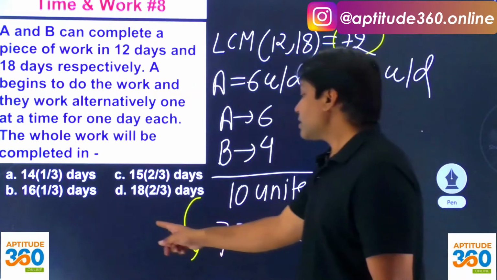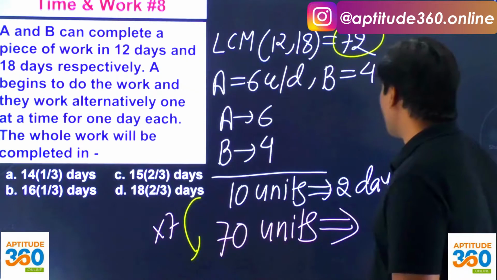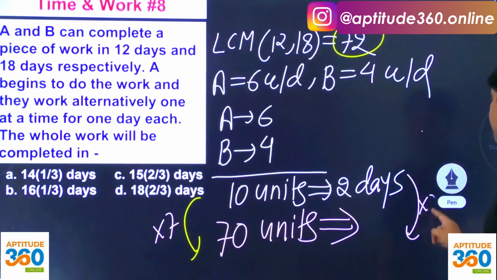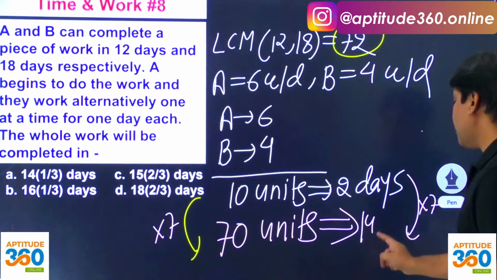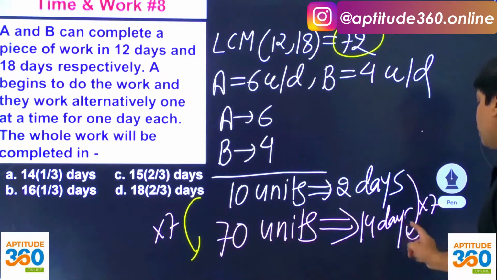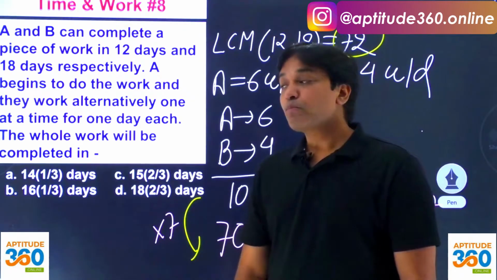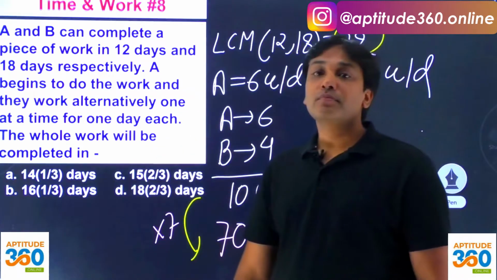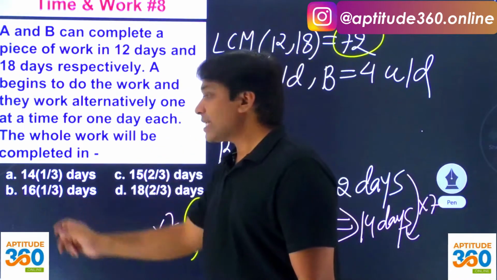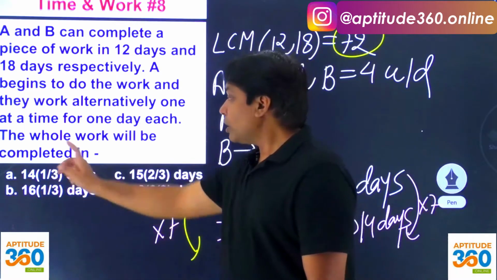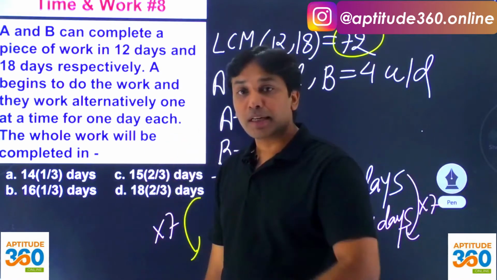Since this is 7 times, this should also be 7 times, which is 7 into 2 in how many days? 14 days में तो काम हुआ कितना यूनिट? 70 यूनिट्स. Is that okay? अब आपने अपने ऑप्शंस पे देखो 15, 18, 16 and the only option is 14 plus something.